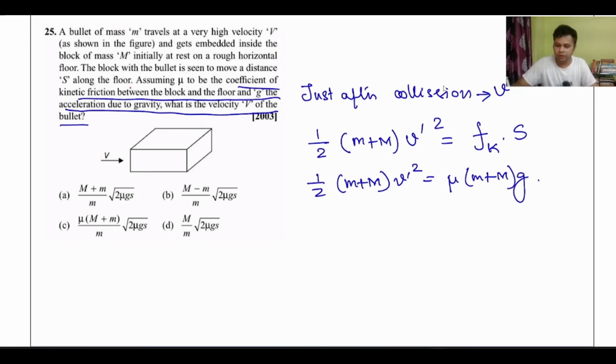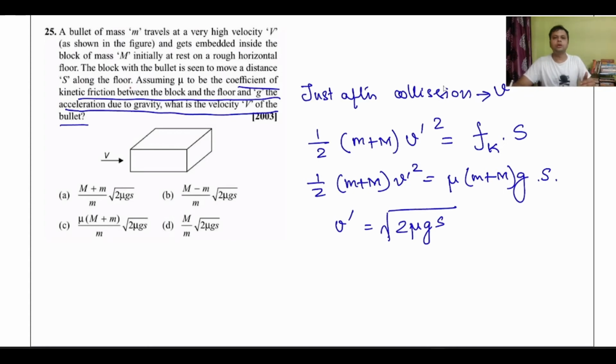Even without drawing the FBD, you have to keep on doing this. Yes. Right? So you can see from here, you can calculate the velocity v dash. It is equal to, m plus M will get cancelled, mu will be there, root over 2 mu g s. So this is the velocity of the bullet and the block just after collision.